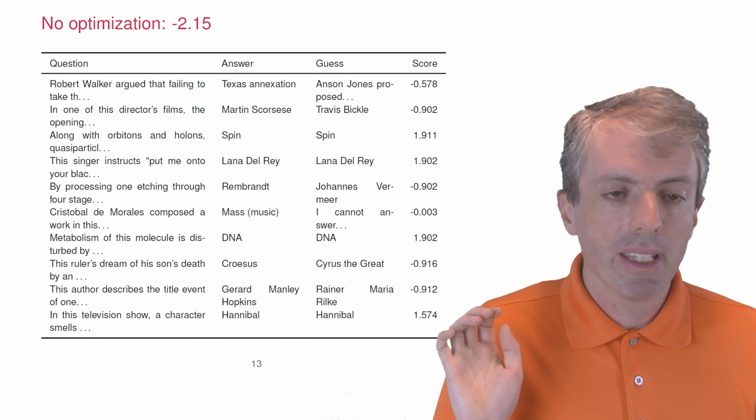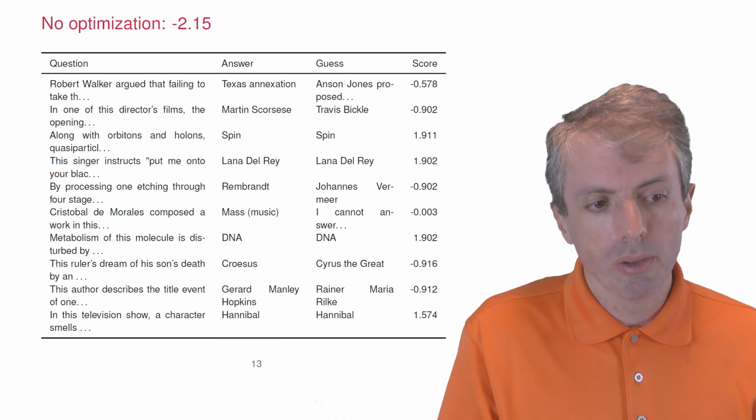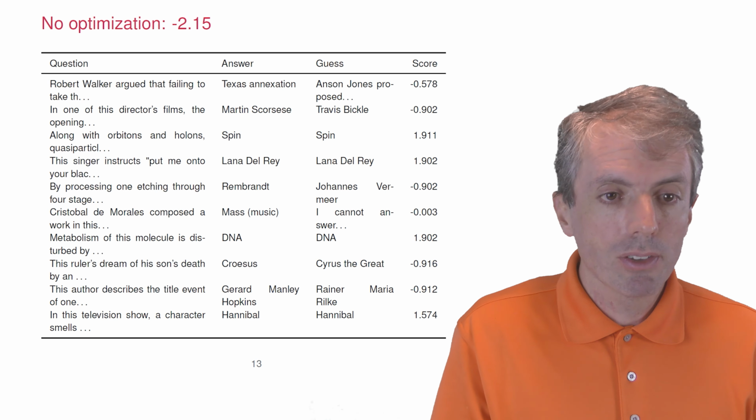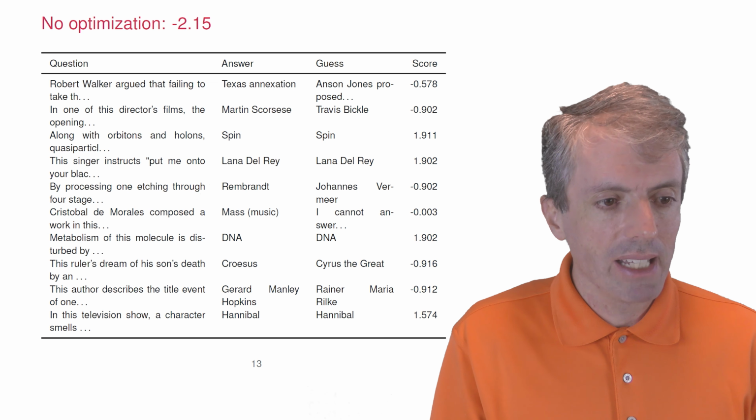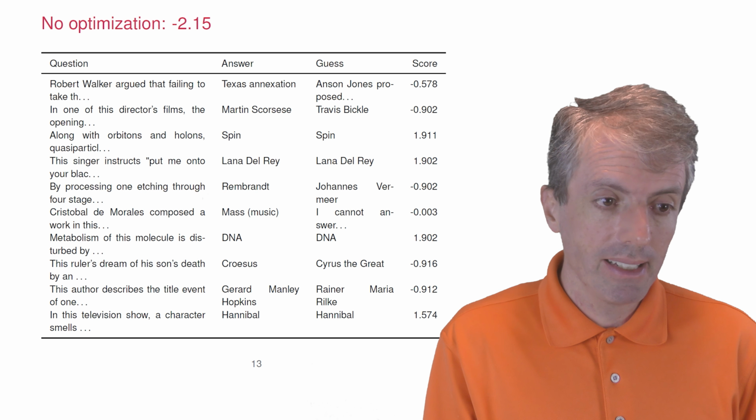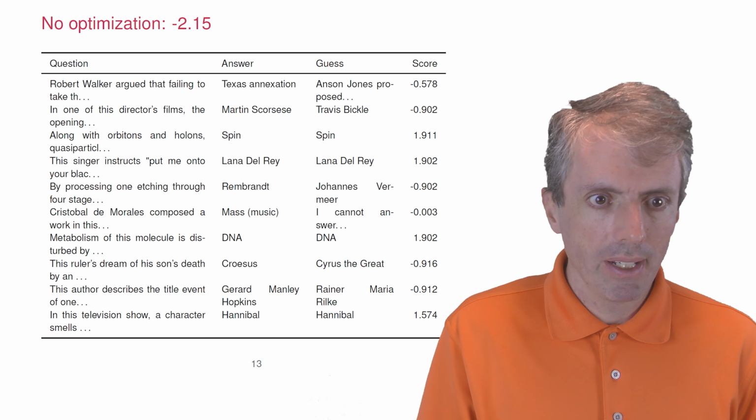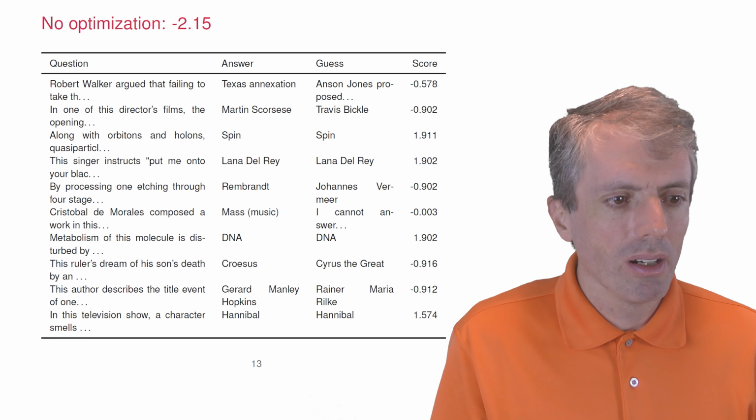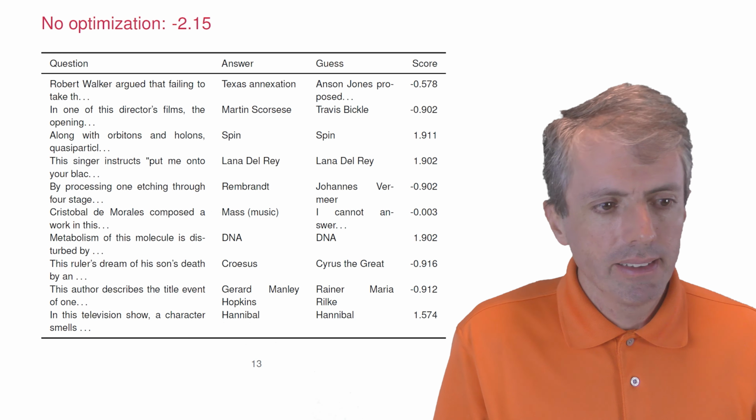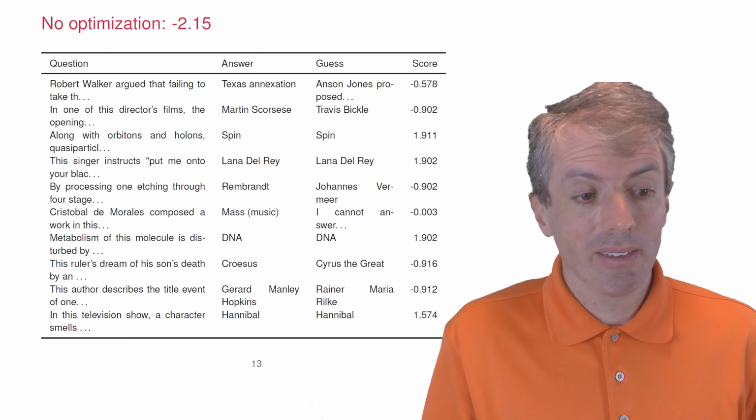We have the question, the correct answer, the guess from our system, and then the score. If you have a negative score, it got it wrong. If you have a positive score, it got it right. The higher the positive score, the more it was correctly calibrated. The smaller the negative score, the more it was incorrectly calibrated. And it isn't doing a very good job here because most of the scores are around 0.9. And so this suggests that the original confidence was still around 0.9.